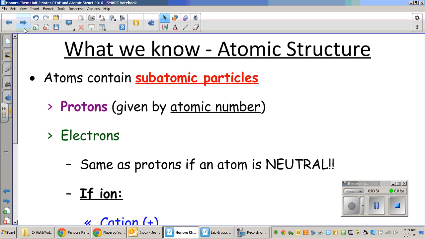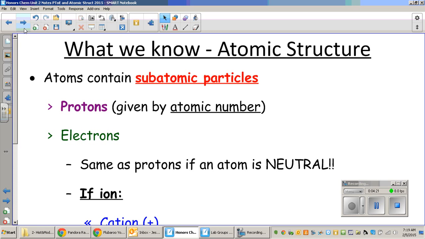Subatomic means below or within the atom. What are the three parts that are subatomic? Shout it out. Protons, neutrons, electrons, okay? Which ones are in the nucleus of the atom? Protons and neutrons. Electrons are on the outside, and that's what we've learned from the advancement of the scientific atomic model, that the protons and neutrons live on the inside, in the nucleus, and the electrons live on the outside, okay?